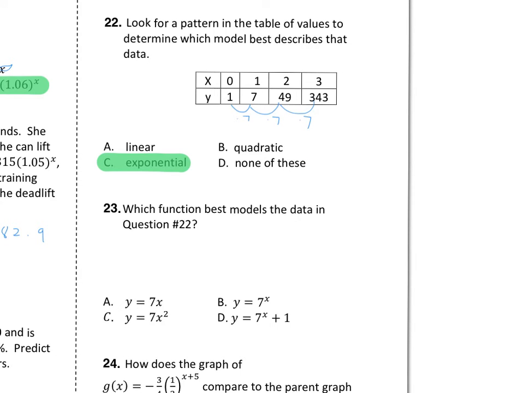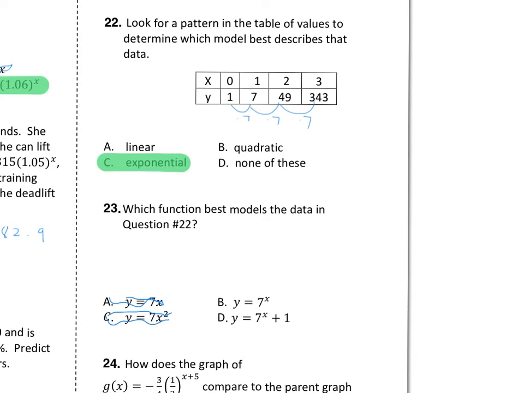Number 23. Which function best models the data in question number 22? So we know it's exponential, so therefore I can cancel out letter C. No, it's not going to be C, and no, it's not going to be A because that would be linear, so we're down to letters B and D.